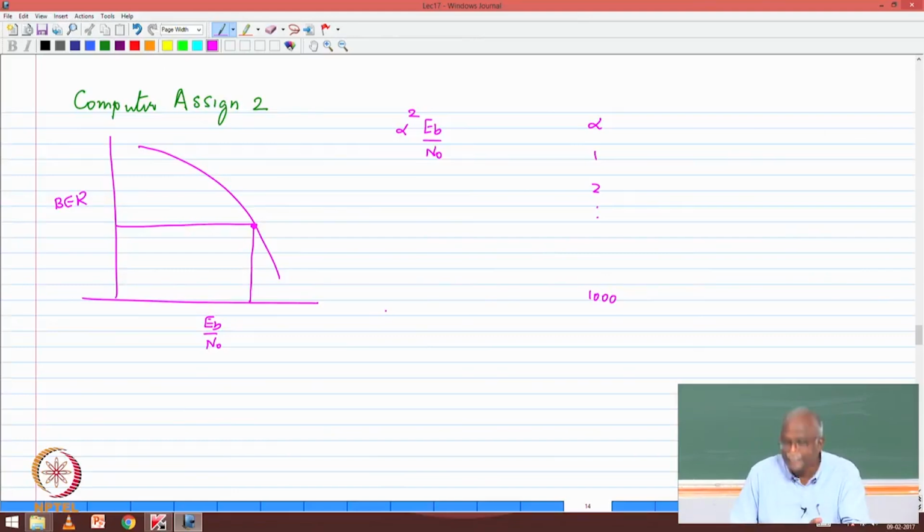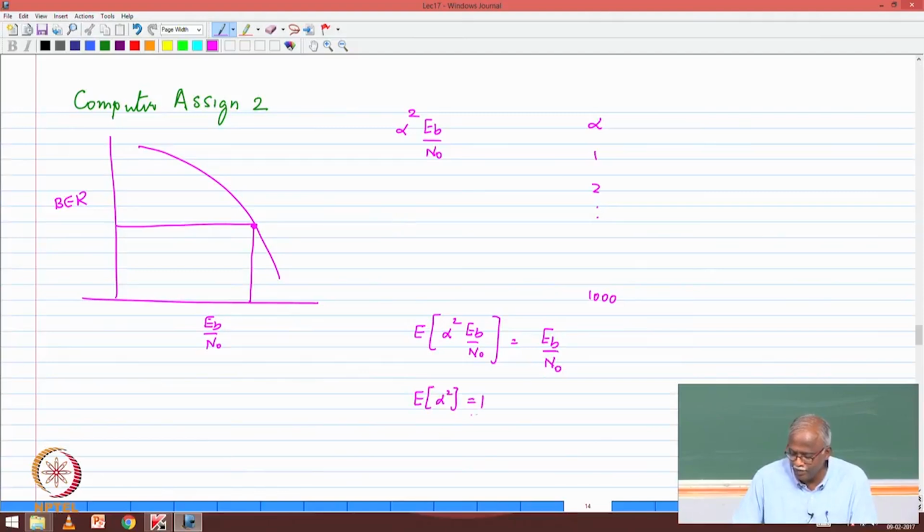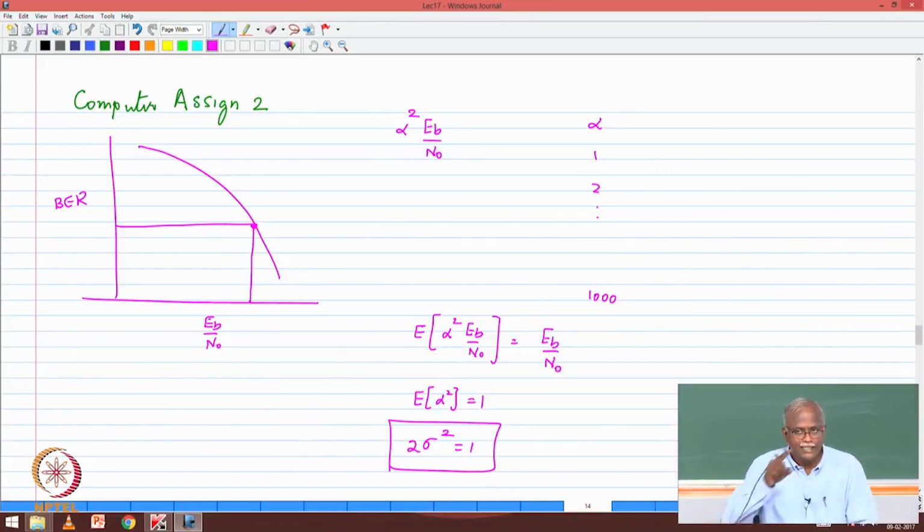In the fading channel also, I want the average SNR to be the same as AWGN. So if I want the expected value of alpha squared times Eb/N0 to be the same as Eb/N0, that says the expected value of alpha squared must be equal to 1. The expected value of alpha squared is 2 sigma squared, equal to 1. Okay, and what is sigma? Sigma is the variance of the Gaussian.